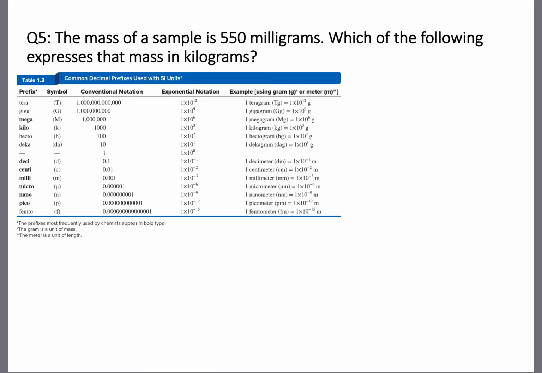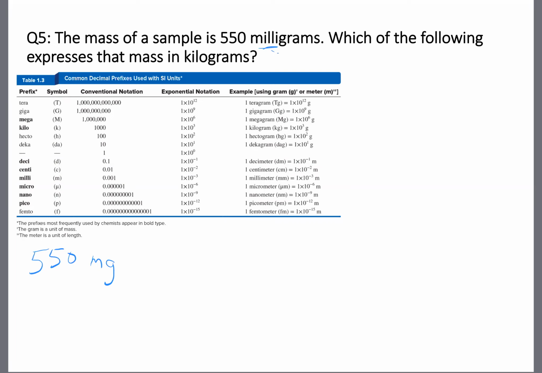So it's a mass of a sample. It's 550 milligrams. I'm going to write that right down here right away. It's a little m, g, milligrams. It's the little m, the small one, not the mega. The mega is 10 to the 6, but this is milli, which will be 10 to the minus 3. So I write that down. That's what I know. 550 milligrams, mg.